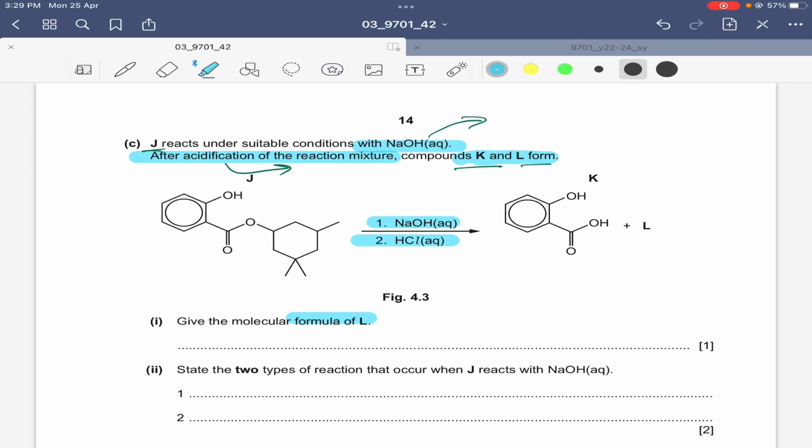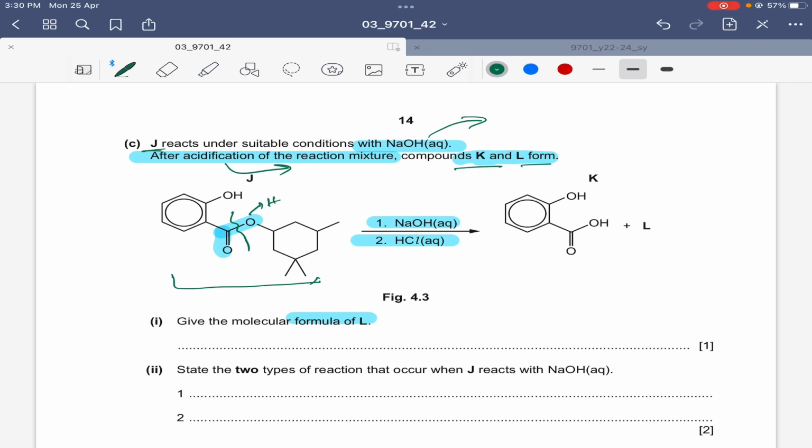So when we react this compound J with aqueous NaOH, I hope everyone knew this thing, that hydrolysis would occur as we have this ester group present. So this ester group would be hydrolyzed in the presence of aqueous NaOH. It would break into a salt and alcohol, right? So this oxygen would gain a hydrogen.